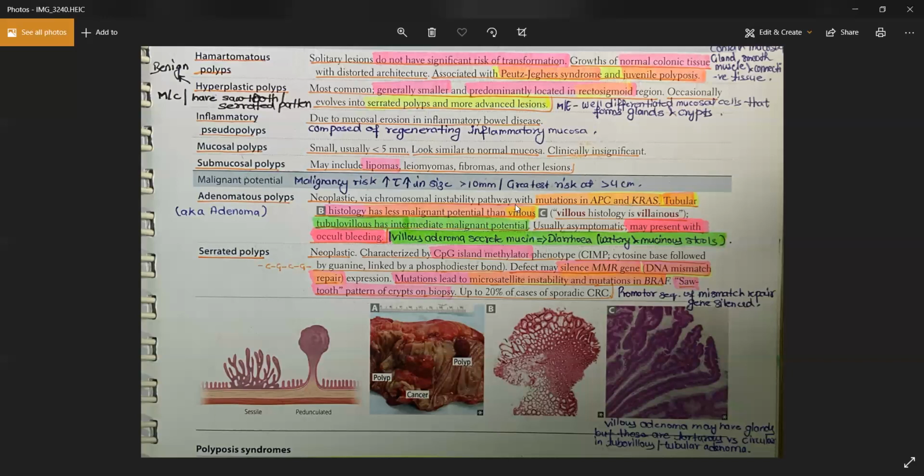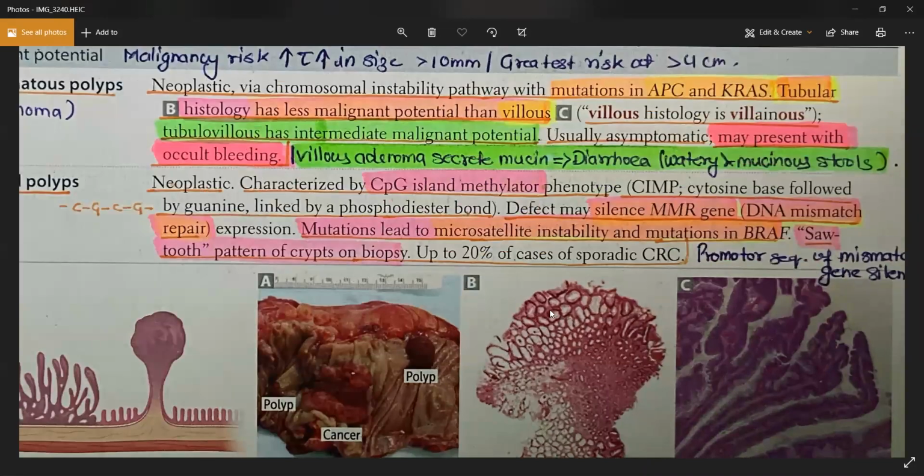You have two types of adenomatous polyps. One is tubular, okay. One is the villous, and the second is a mixed type, the tubulovillous. For the tubular one, you can see all these glands here and the crypts. Okay, these are very much tubular. These are the glands and these are the crypts and the deep layers. Okay, these are all circular, right? These are all the glands you can see. This is a tubular polyp.